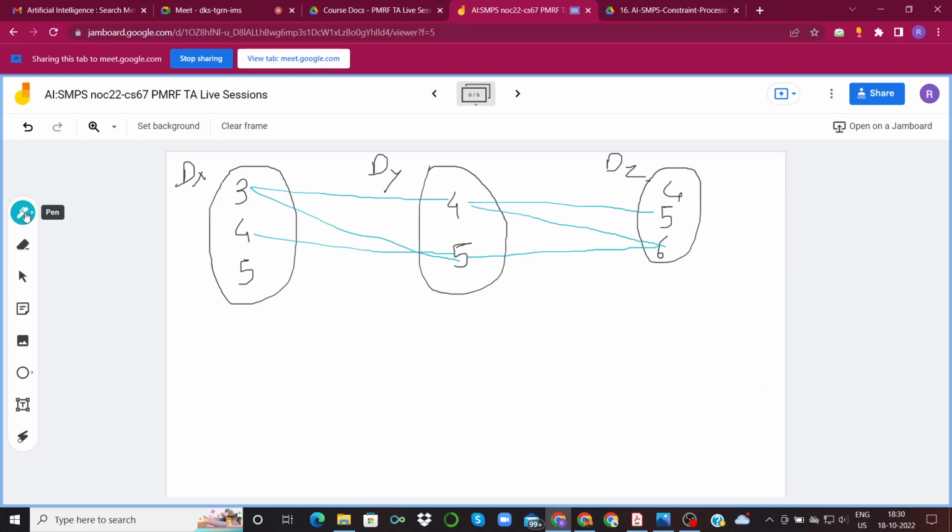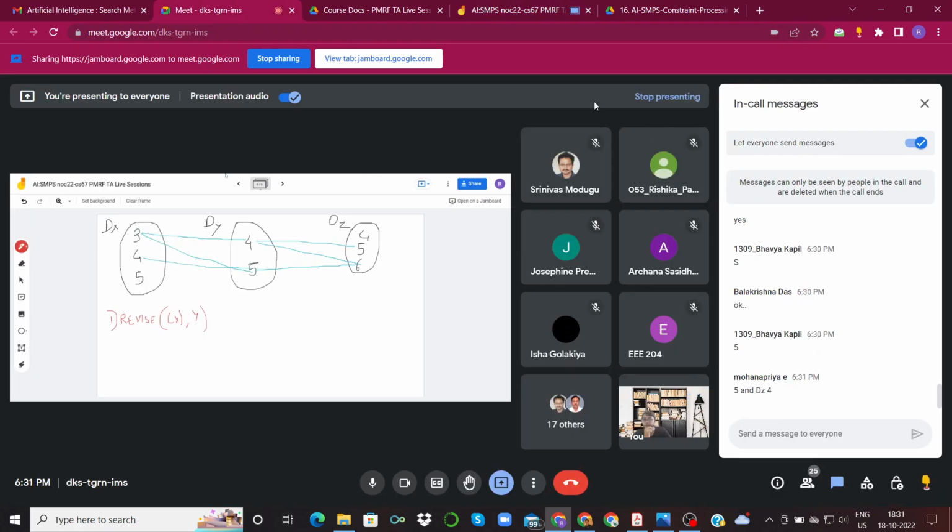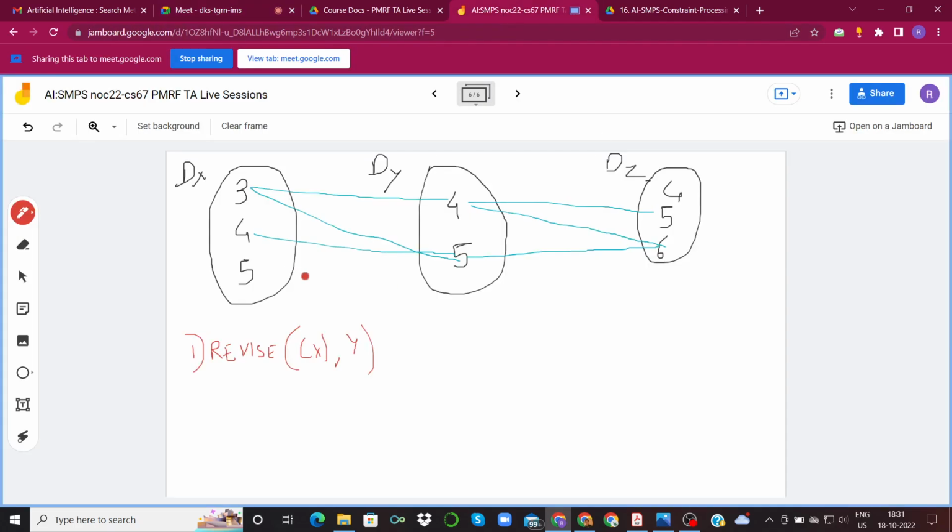Again, we will repeat the same process. We'll identify which of these elements to remove. So first we will do revise x comma y, right? So we'll first look at which of these elements from dx should be removed. So 5 should be removed. Yeah, that's true. So 5 will be removed. So let's mark 5 for that. And from y to x, nothing will be removed. Yeah, that's correct. In dz, 4 should be removed.